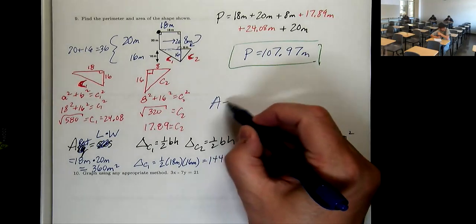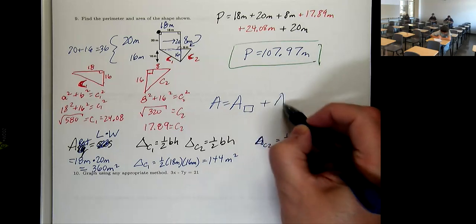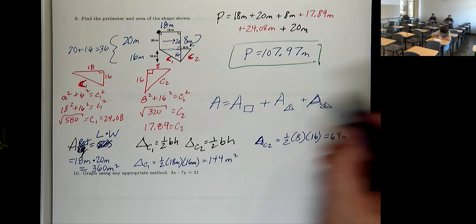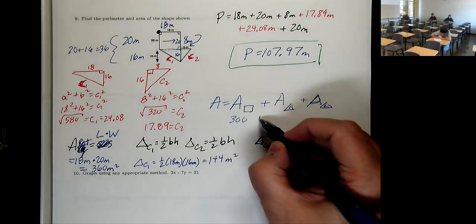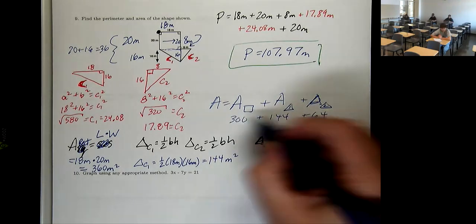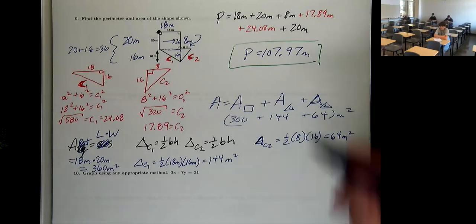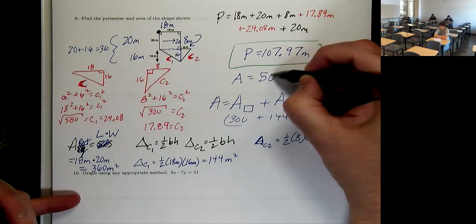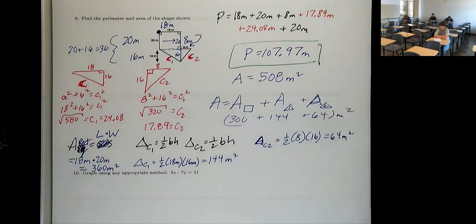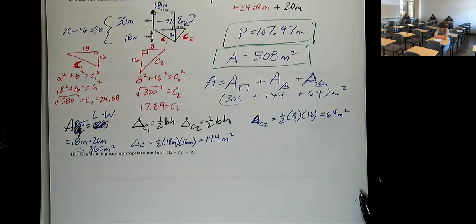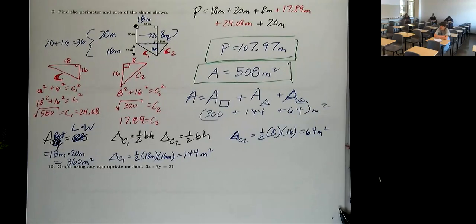So the total area is the area of the rectangle plus the area of triangle 1 plus the area of triangle 2. So 360 plus 144 plus 64 meters squared. The area is 508 meters squared. That's a beast of a problem.